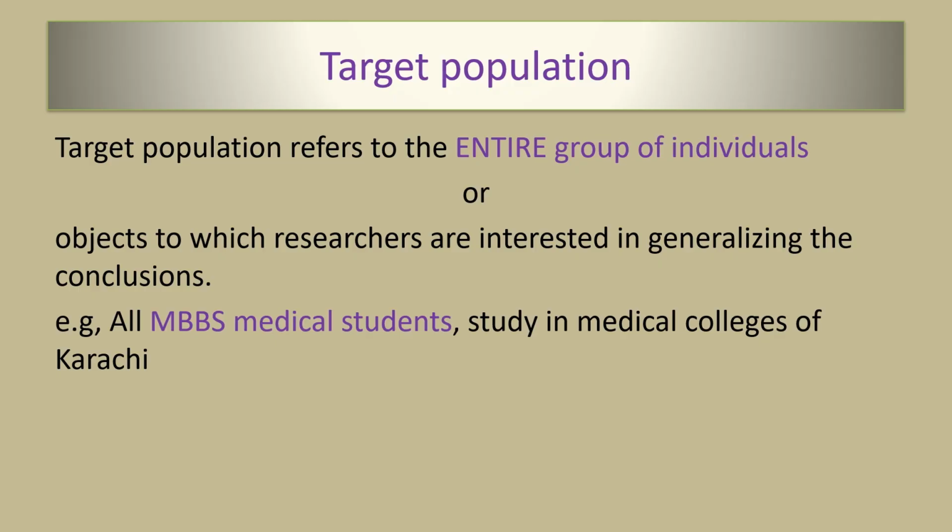Target population. The target population refers to the entire group of individuals or objects to which researchers are interested in generalizing the conclusion. For example, all MBBS students studying in medical colleges of Karachi.